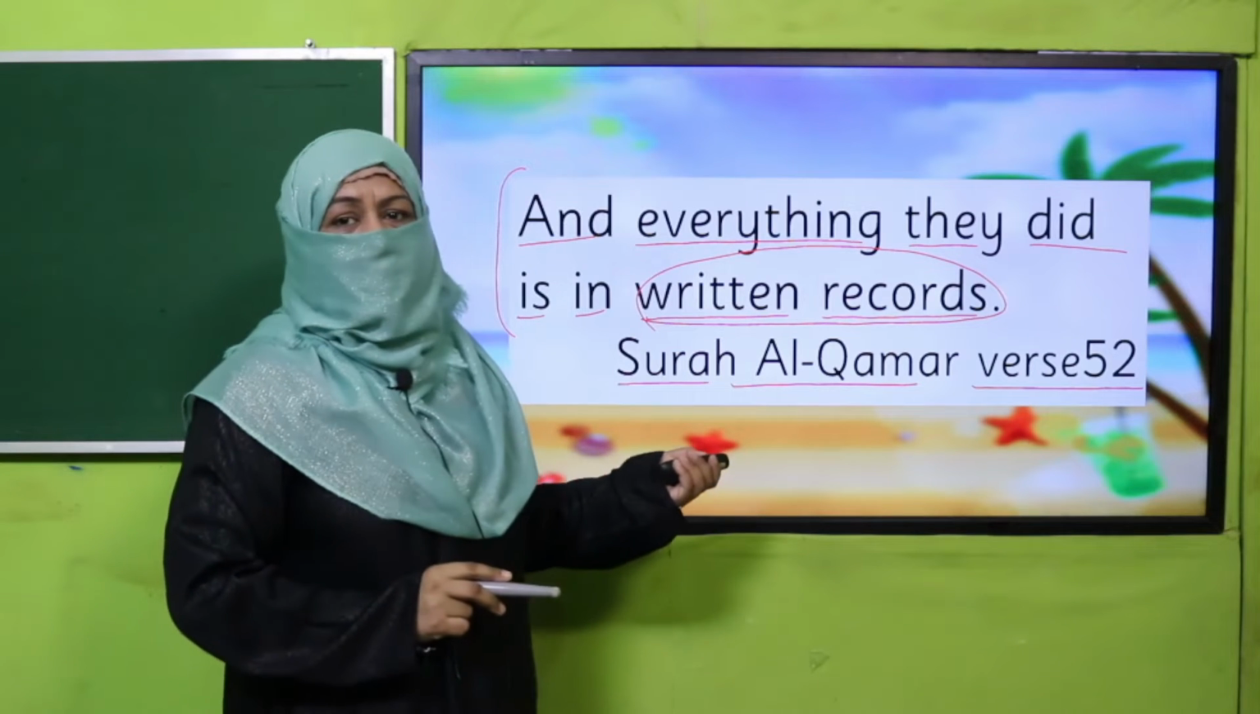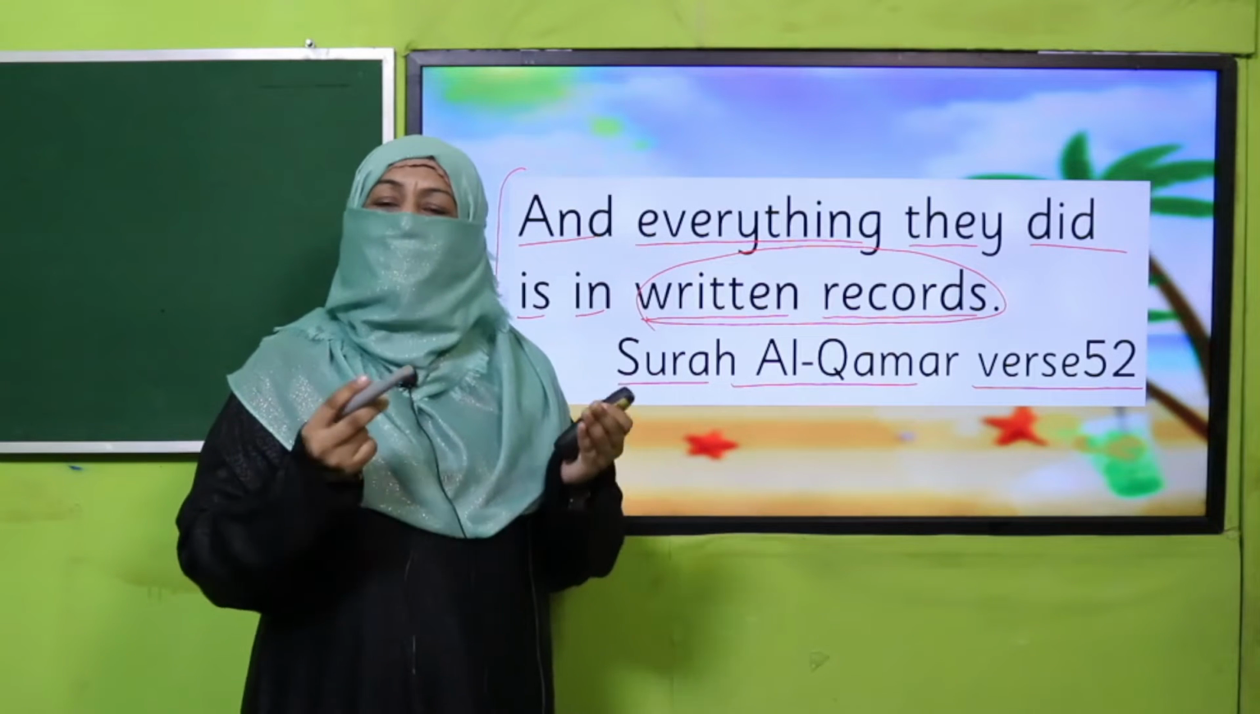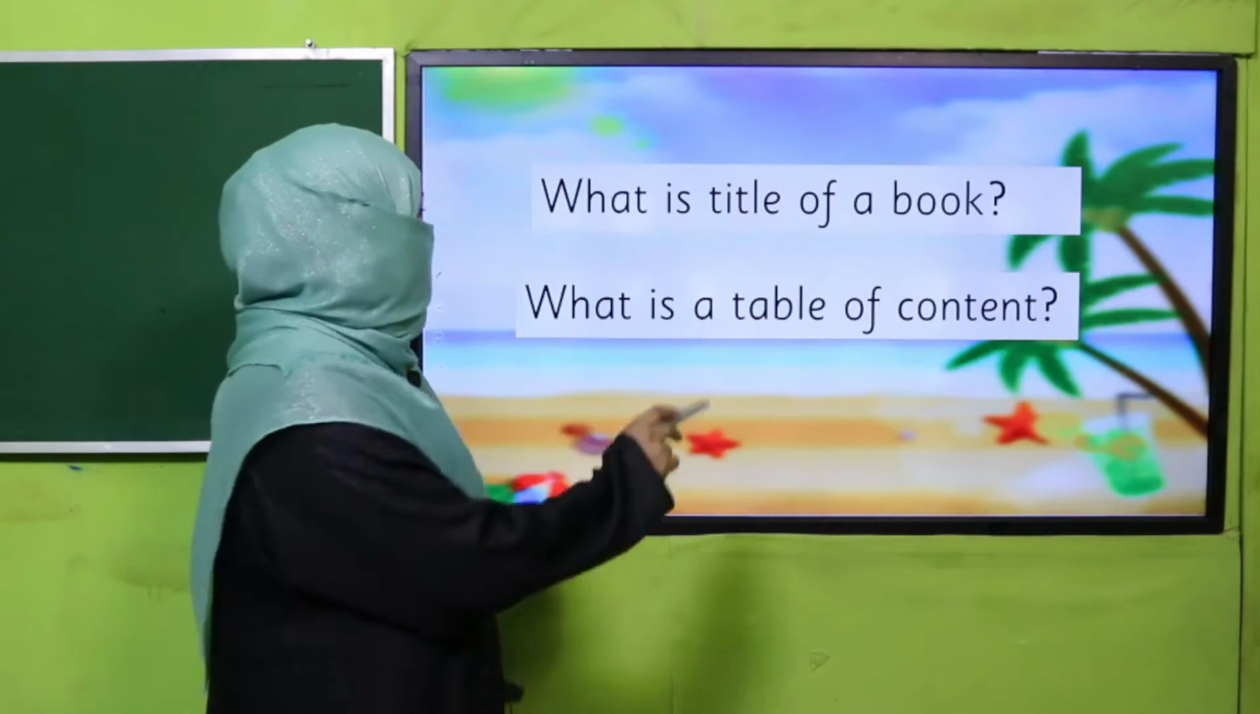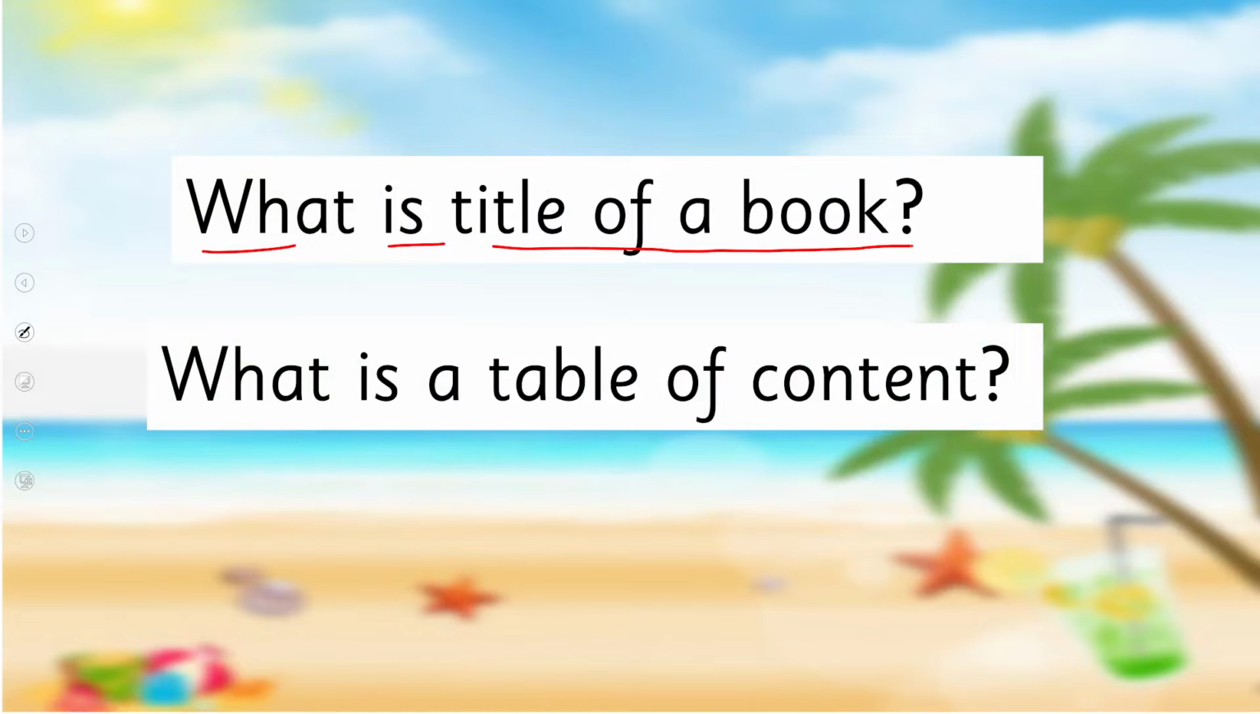Now, my dear children, everything is written. So, the way we write different things in this world, okay? What is the title of a book and what is a table of contents? Whatever you know about it, pause the video, answer these questions to your teacher and then come back.